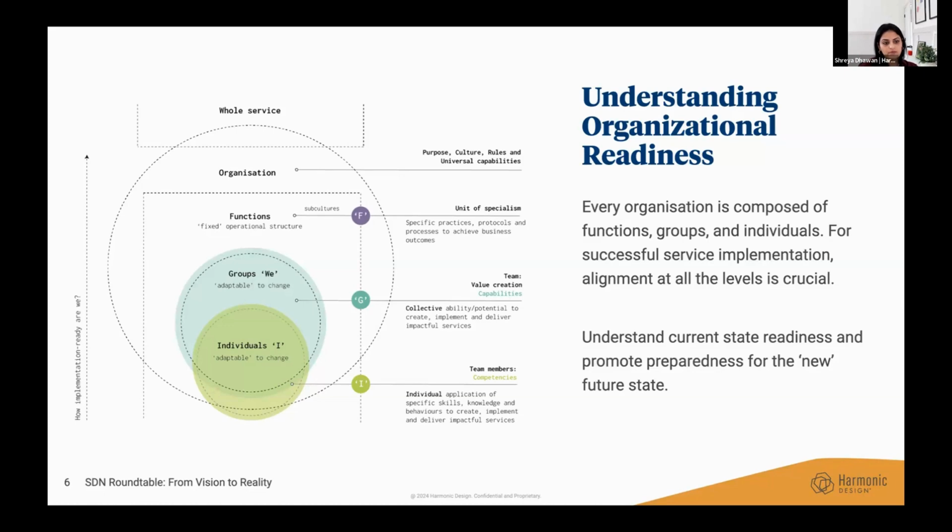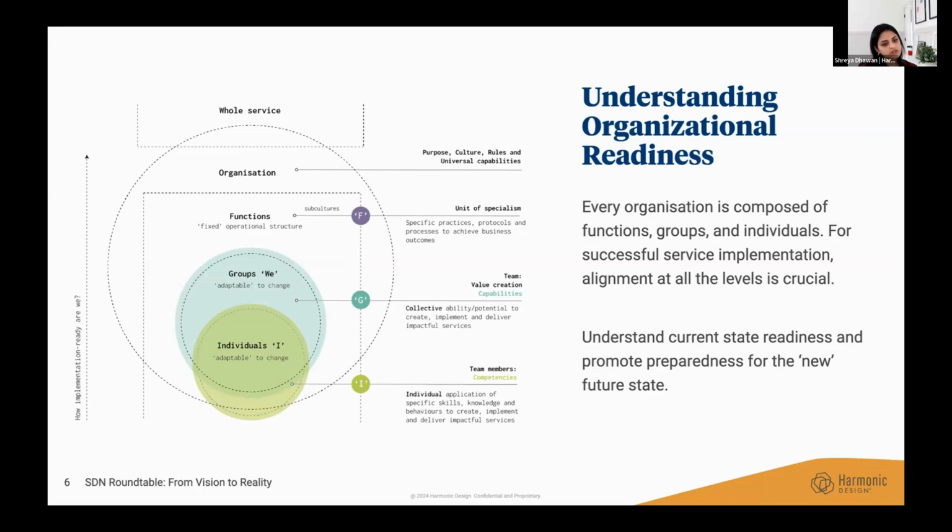What I mean by that is between the levels of function, groups, and individuals. Every organization may have all of these three levels. The readiness for implementation may differ at each of these stages. For example, an individual may be more prepared for the implementation activity, but a group as a whole still needs to change.